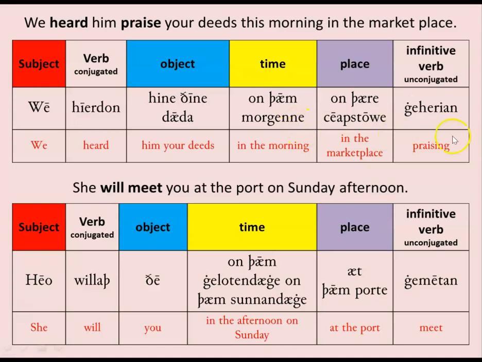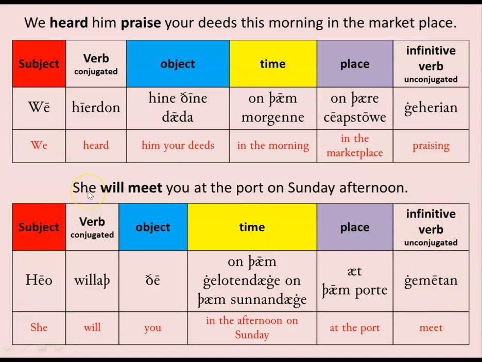All right, and then over here, the infinitive of praise is yeharian, praising. Okay, infinitive verb unconjugated. Now, she will meet you at the port on Sunday afternoon. So we've got a subject, a verb, an object, a time and place, and we've got a second verb, meet. So that second verb will be in the infinitive form at the very end, meten.